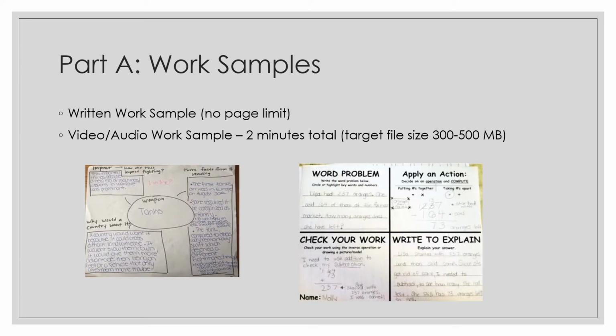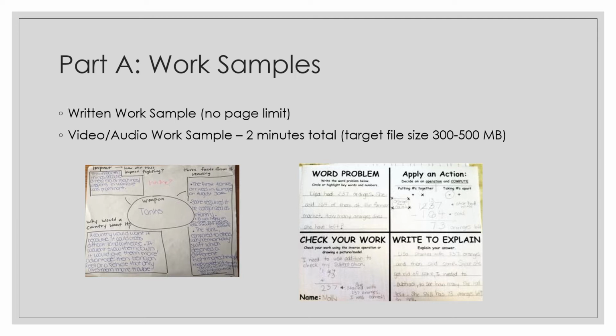For Part A, the work samples, you need to have either a written work sample, and there's no page limit if you use that, or you can have a video or audio work sample, and it would be a total of 2 minutes, nothing larger than that. And remember that all the target file sizes for edTPA are between 300 and 500 megabytes. So again, work samples, you either have a written work sample or a video or audio work sample.